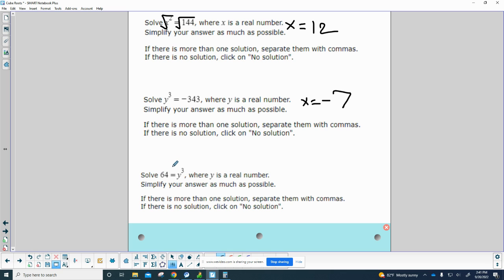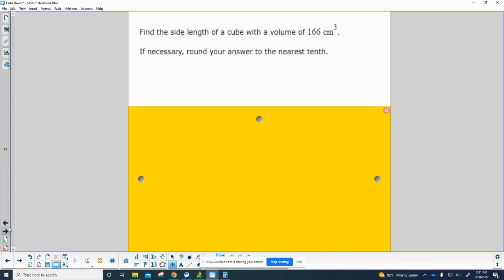Now, what if it's written like this, 64 equals y to the third? Well, it still wants you to find the cube root of this number. So what is the cube root of 64? That equals 4. All right, so we can continue. What if we ask the question like this? Find the side length of a cube with a volume of 166 centimeters cubed. So you just take 166 and find the cube root of it, to find the dimensions of that volume.